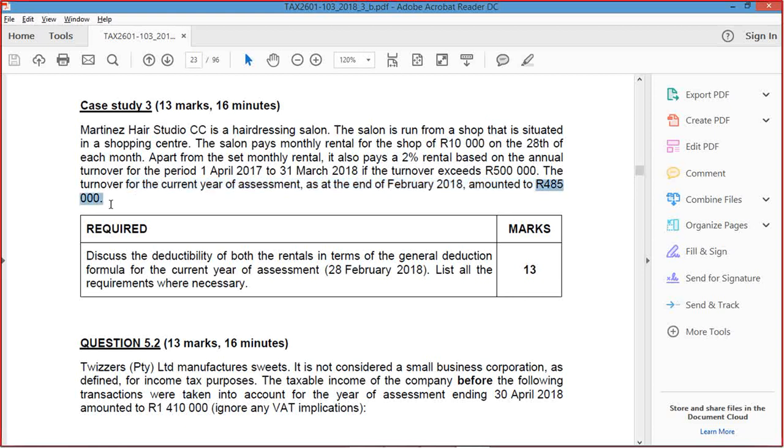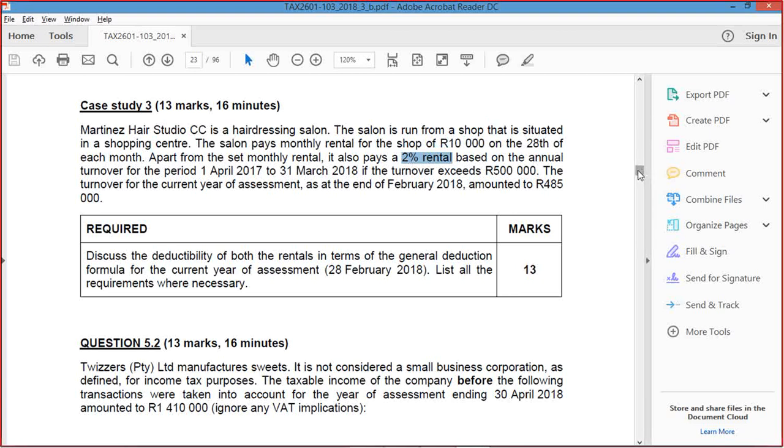So did we exceed the turnover? No, we didn't. So would you have to pay the 2%? No, you wouldn't. So that actually doesn't meet the general deduction at all. Yes, sir. Okay, if it was greater than 500, then you would. But it wasn't, so we don't have to. Do you see that? Yes, I do.